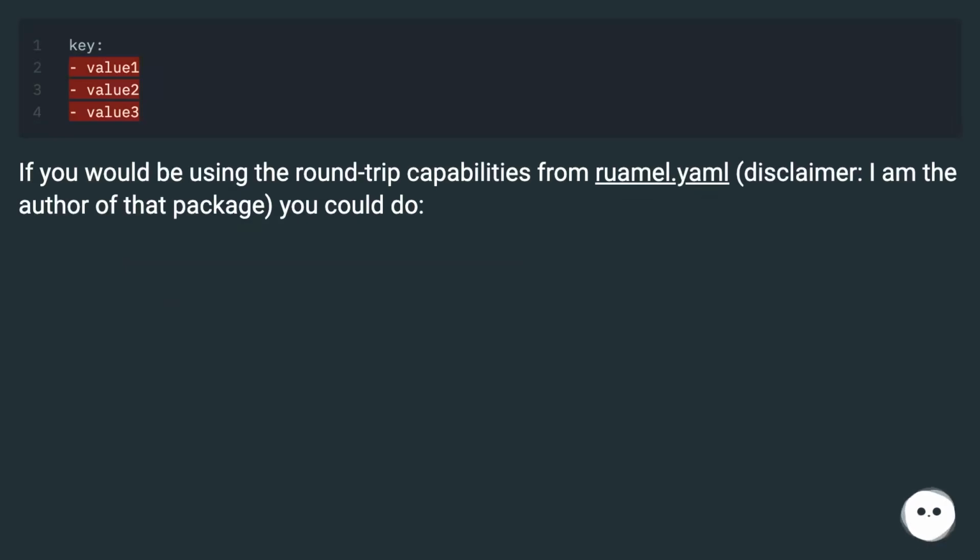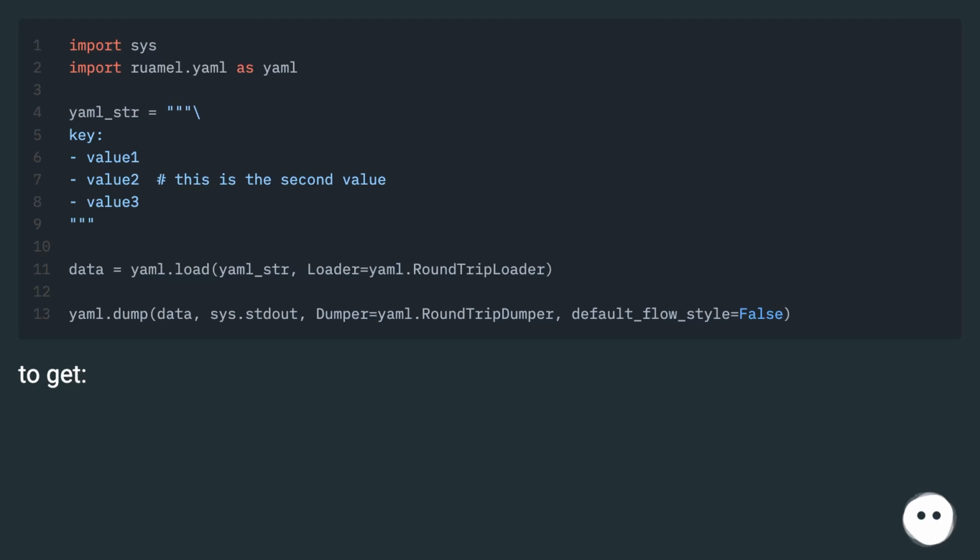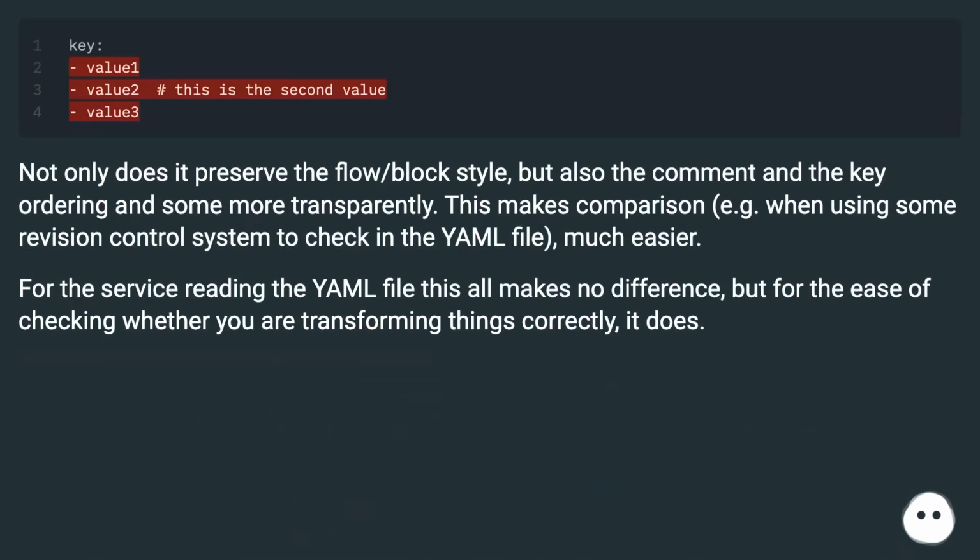If you would be using the round-trip capabilities from pyyaml.yaml, disclaimer, I am the author of that package, you could do. To get. Not only does it preserve the flow/block style, but also the comment and the key ordering and some more transparently. This makes comparison, e.g. when using some revision control system to check in the YAML file, much easier.